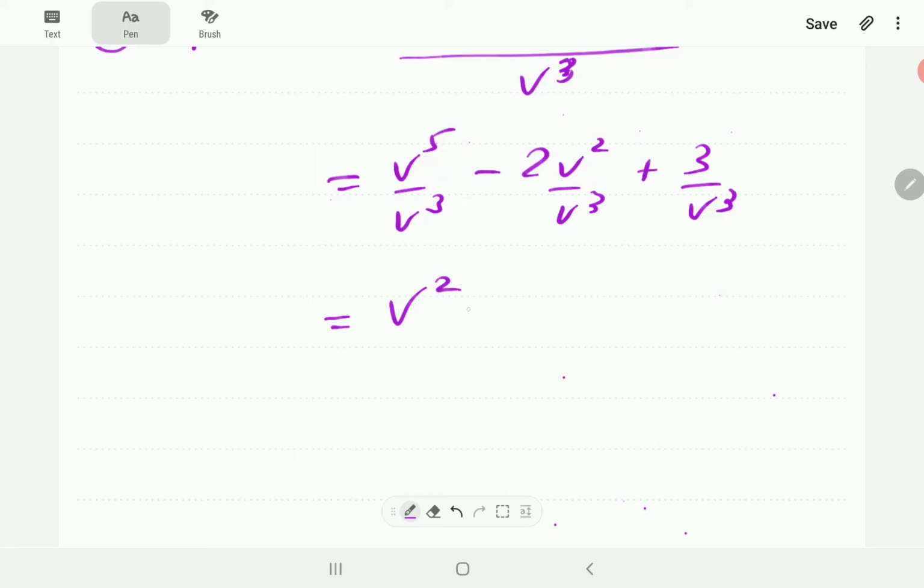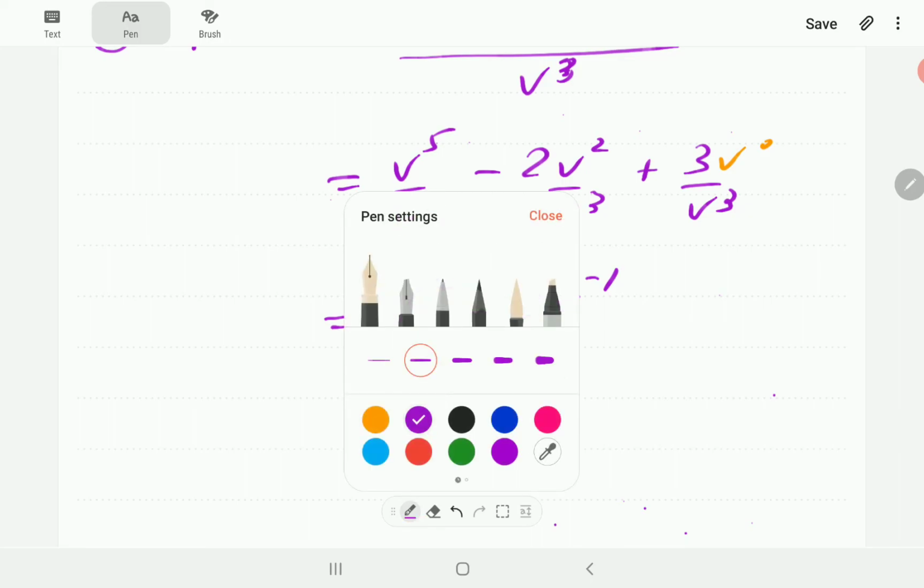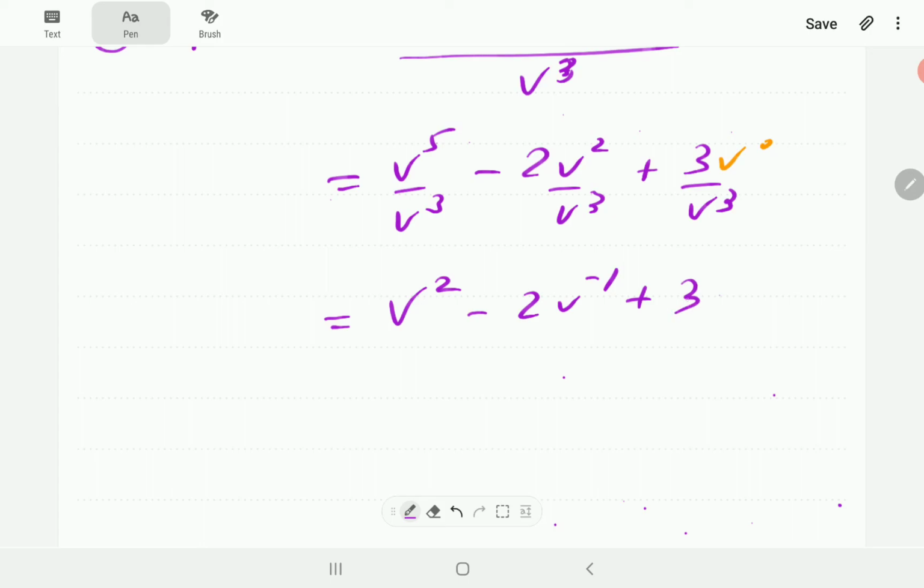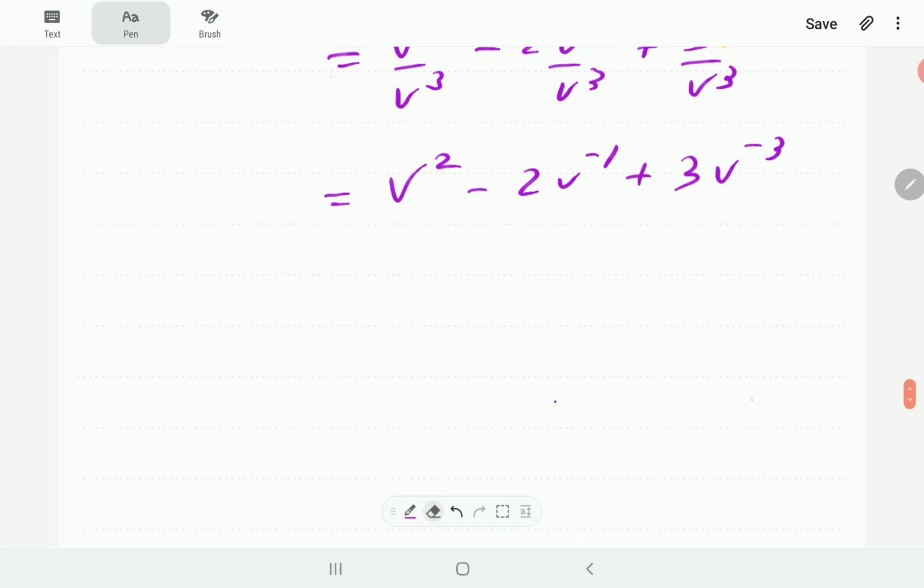So it's going to be v squared. This one is going to be v to the power 2 minus 3. 2 minus 3 is 1. Here, if you like, you can write this as 3v to the power 0. It's going to be 0 minus 3. So it's going to be 3v to the minus 3. These are now powers in the numerator, so we can apply our rules of differentiation.